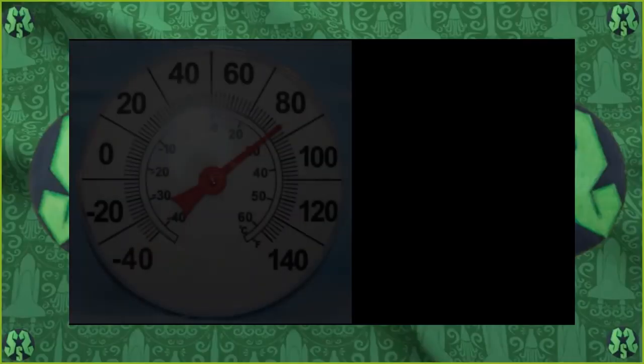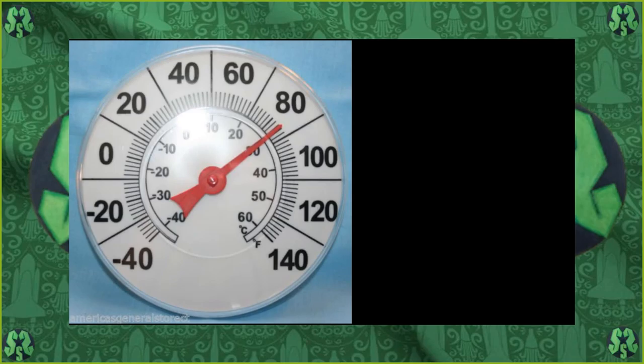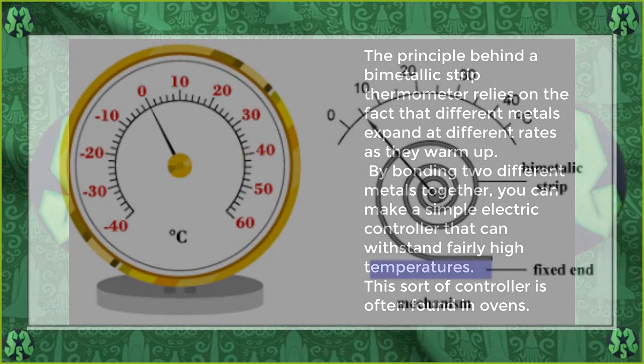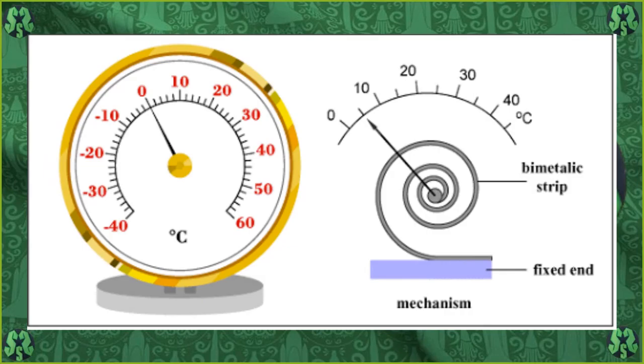Does anybody have a thermometer that you leave out in your garden, outside? You guys ever seen those thermometers that look almost like clocks? They're usually round. Inside of those, there's a bimetallic strip, just like you saw there. What happens is as the temperature increases outside, part of that metal strip will start bending more, will stretch more than the other metal. And then that's how the thermometer knows what the temperature is. Does that make sense? It's actually kind of clever.